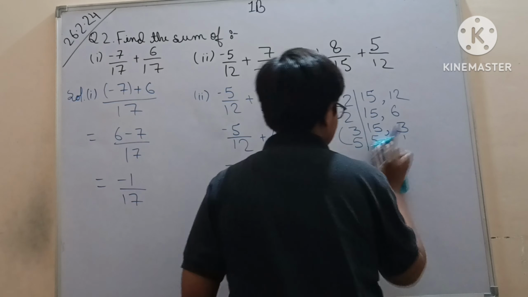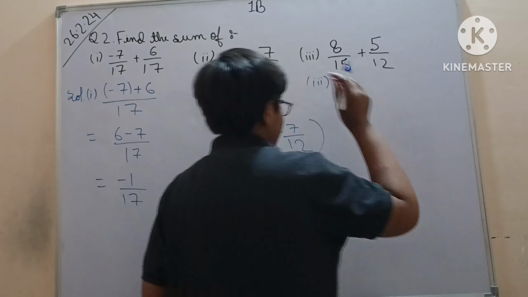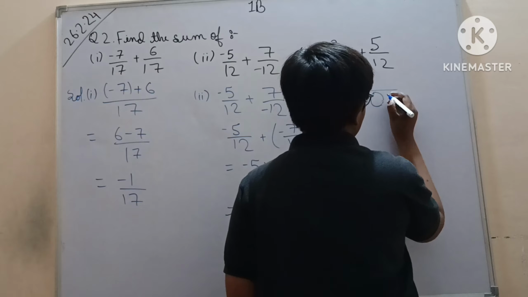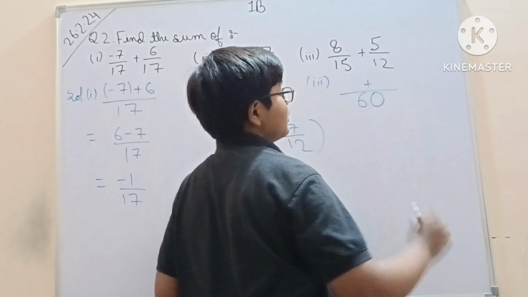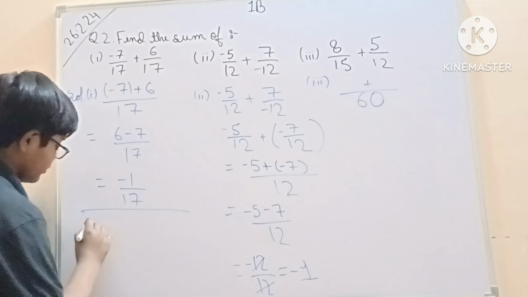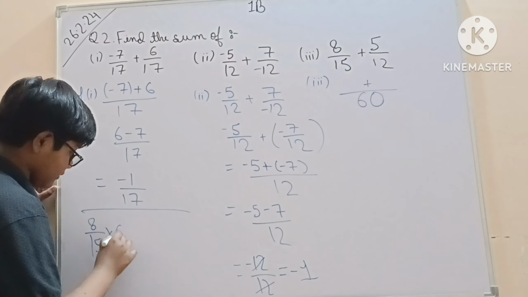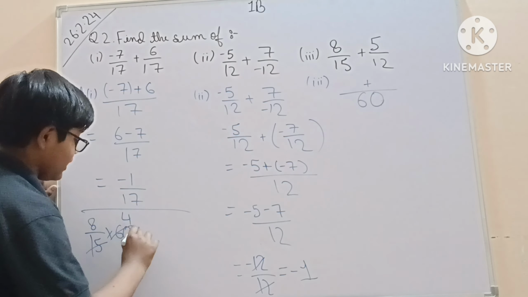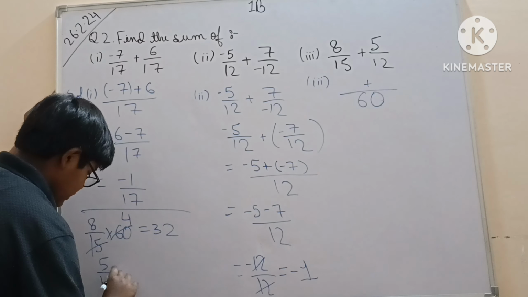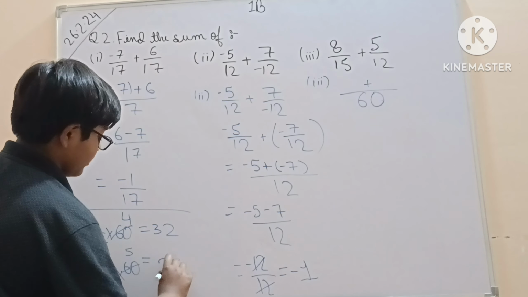So now the values which we have to put, we will write our LCM here, and the values which we have to add here will be determined by this method. So as you can see, 8 divided by 15 multiplied by the LCM, which is 60. 15 4s are 60, 8 4s are 32. And now 5 divided by 12 into 60, 12 5s are 60, and 5 into 5 are 25.